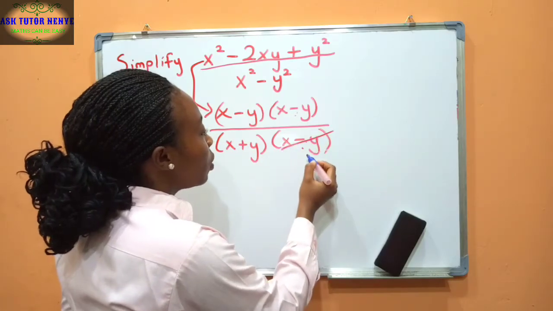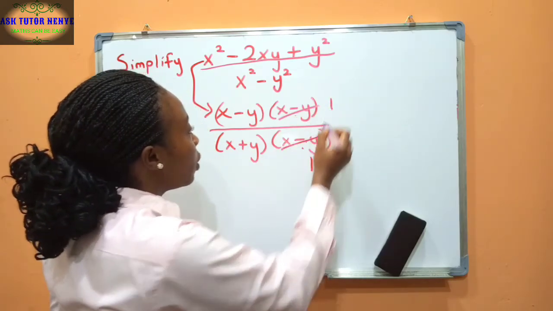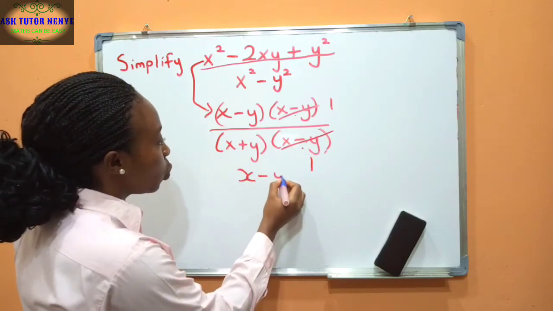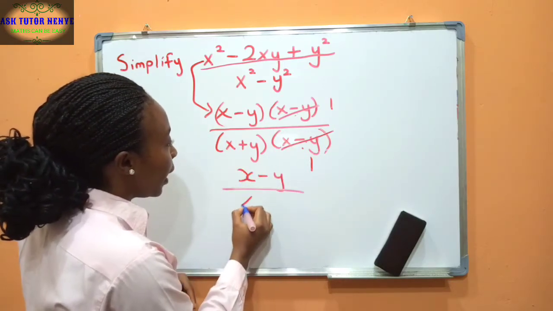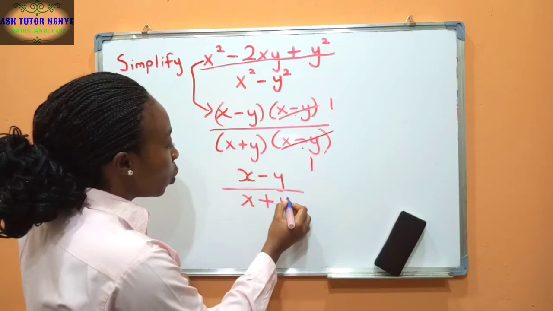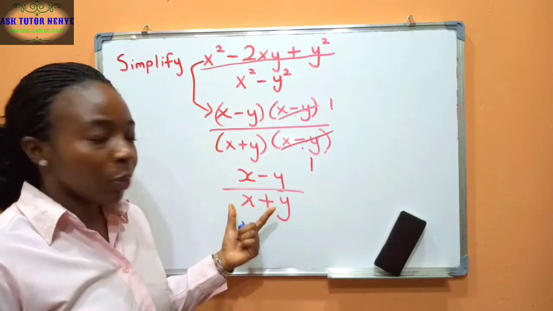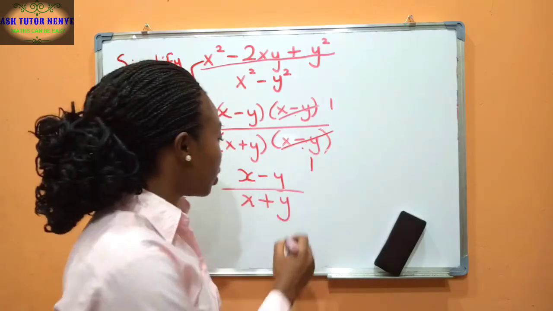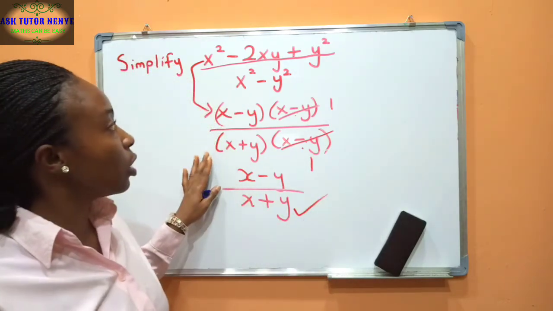x minus y goes here 1, x minus y goes here 1. So we are left with x minus y over x plus y. So we have x minus y over x plus y. This becomes our answer. Okay, so we've succeeded in solving this.